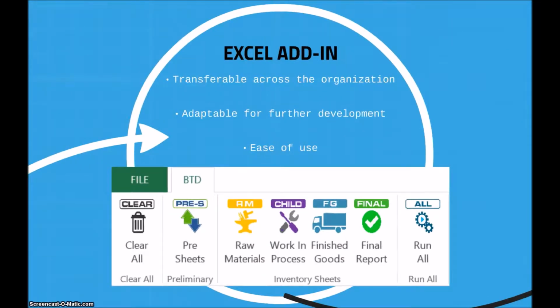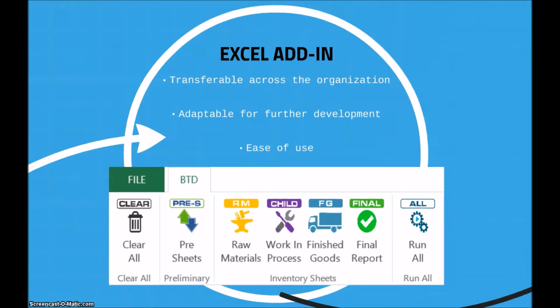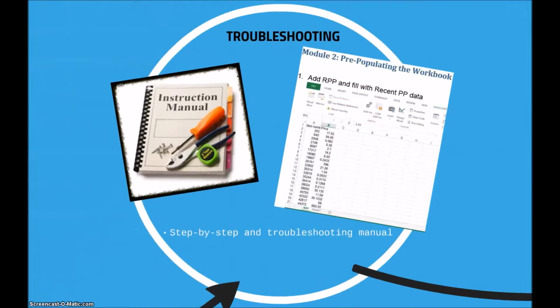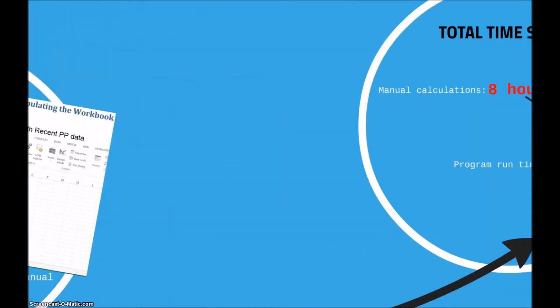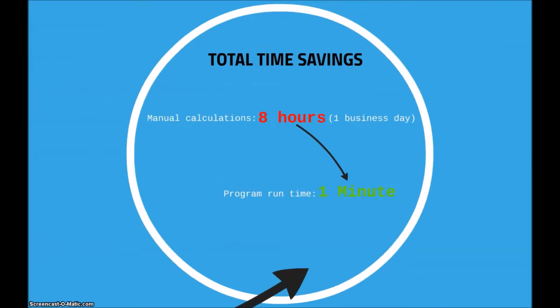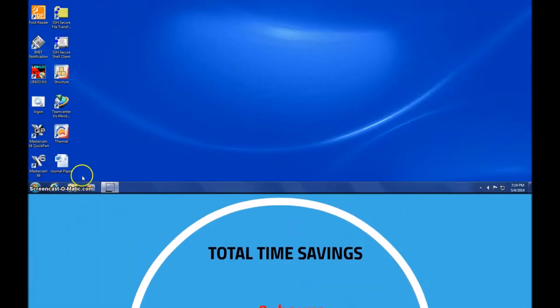The team decided to create a unique BTD add-in ribbon, which added to Excel will provide the user with unique buttons that correspond to each of the inventory items. The team provided the user with 2 troubleshooting manuals for the user's benefit. Through the implementation of our program, the current procedure, which takes 8 hours, will be reduced to approximately 1 minute and the single click of a button. We will now show a demonstration of how the program works.